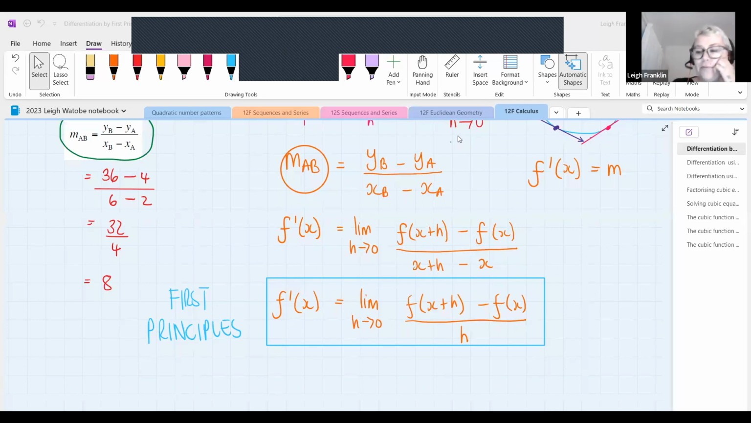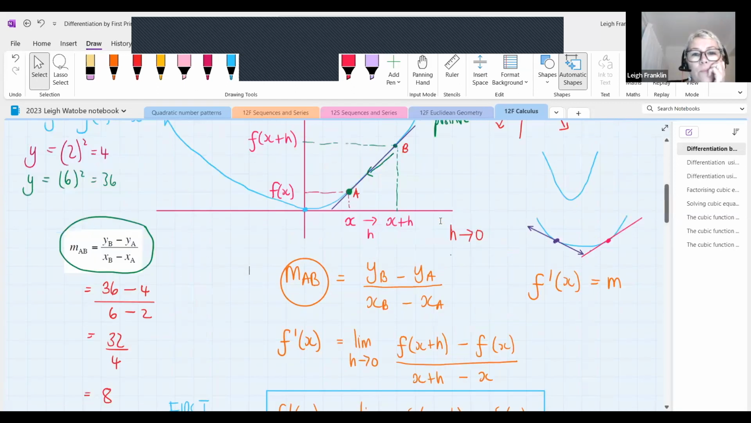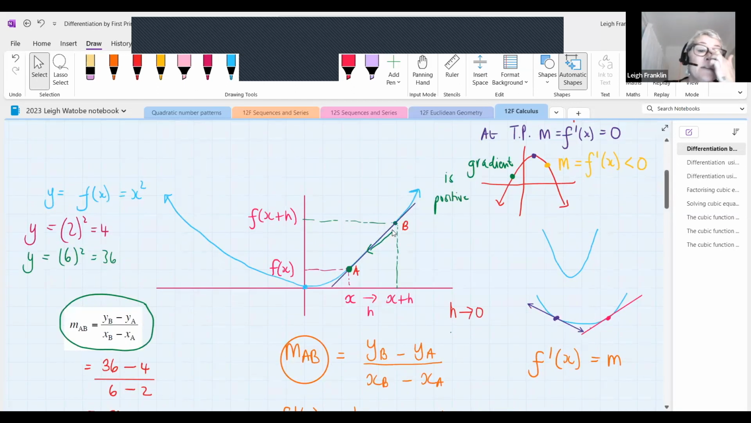Afternoon, ma'am. Good afternoon. Ma'am, I just wanted to ask about the f of x plus h. Does that represent the y value in a way? Yes, it does. That's exactly what it represents. So it represents the y at b. Oh, okay. So f of x plus h represents a y coordinate at another point on the function, and f of x represents the other y value. Exactly. 100%. Well done.